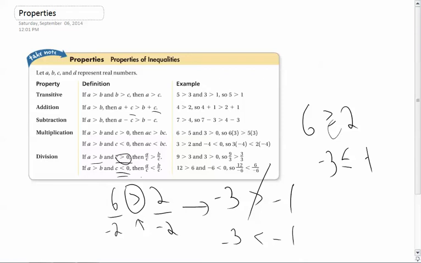But that's how we're going to deal with some of these basic properties of this. I'll go through some examples here in just one moment.